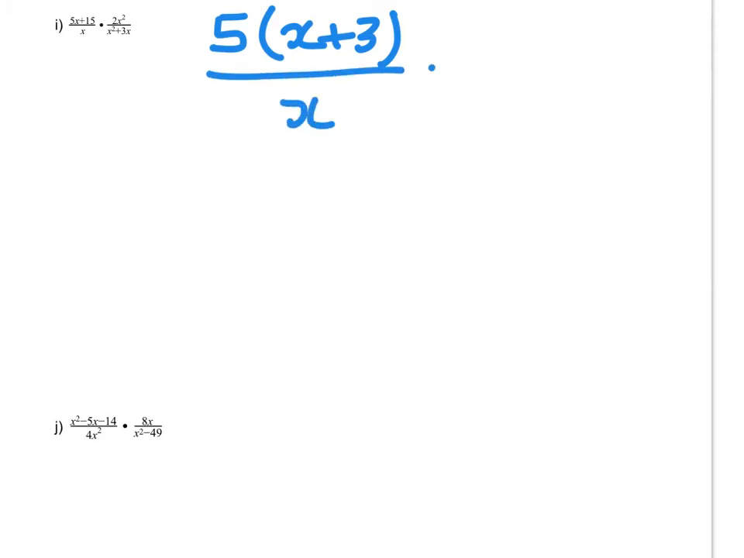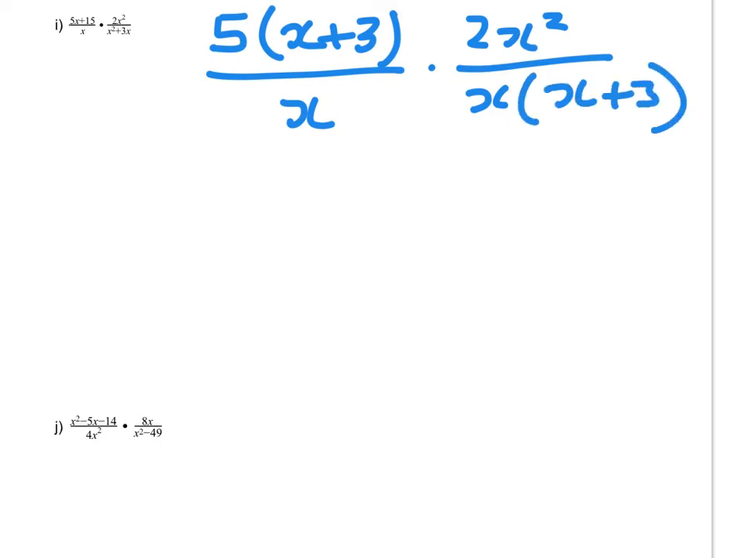So if you look at 5x plus 15, the common factor of 5x and 15 is 5. There's no letter in common, so it becomes 5 times x plus 3 over x. And then what you get is 2x squared, and on the bottom, x squared times x plus 3, so the common factor there is x times x plus 3. Alright, so now this is what you have.